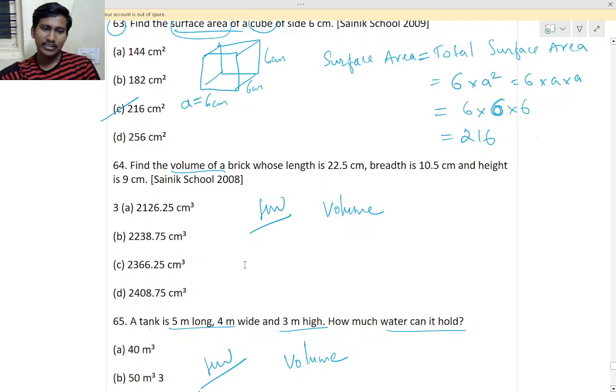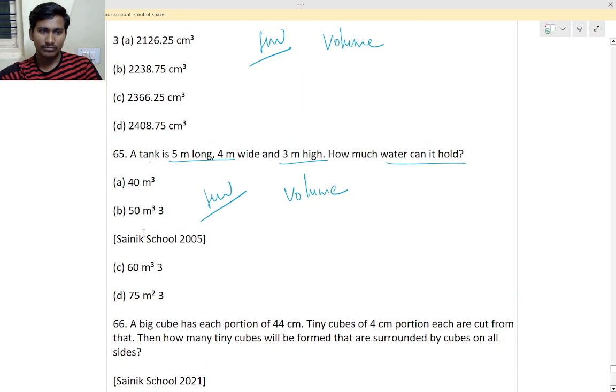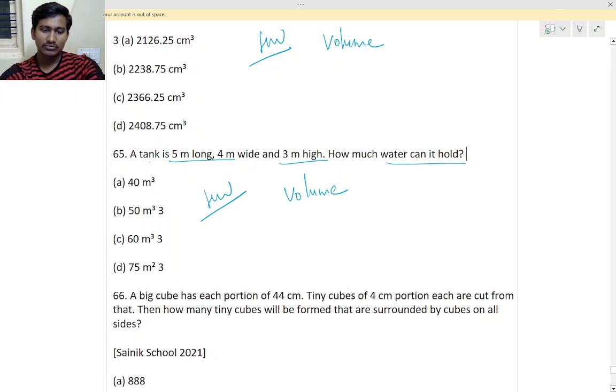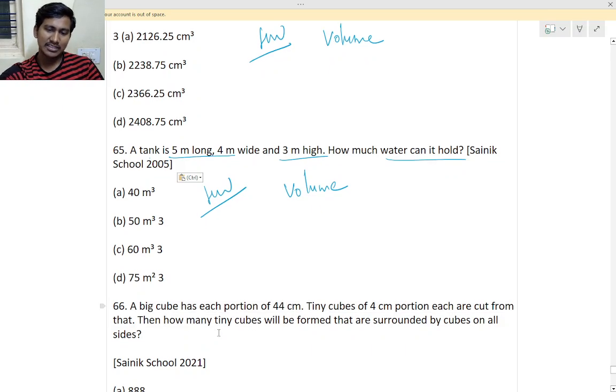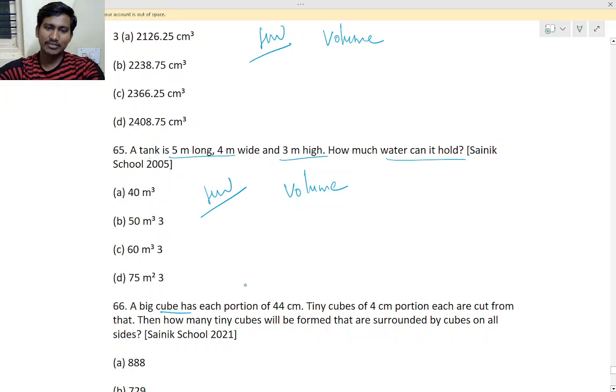Yes. Okay. So should we go to the next? So next question, 66, right? Yes. Okay. 66 question. What is it? A big cube has each portion of 44 centimeter. Means that is the side, each side, cube side. Okay, that is 44 edge. Tiny cubes of 4 centimeter portion each are cut from that. Then how many tiny cubes can be formed that are surrounded by cubes on all the sides? How many cubes can be formed?